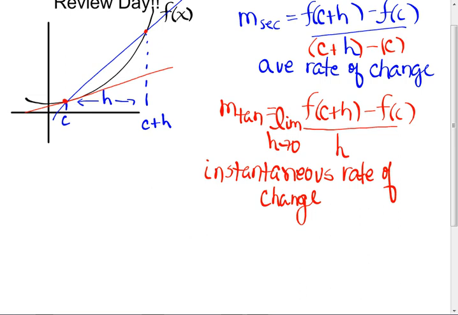Because this is actually the slope of this line. That's your average. Where the red one is at this instant.